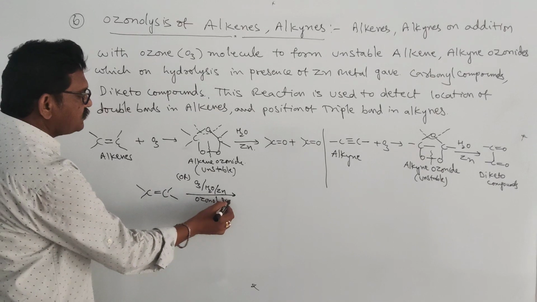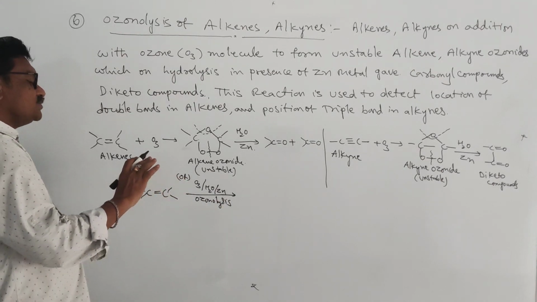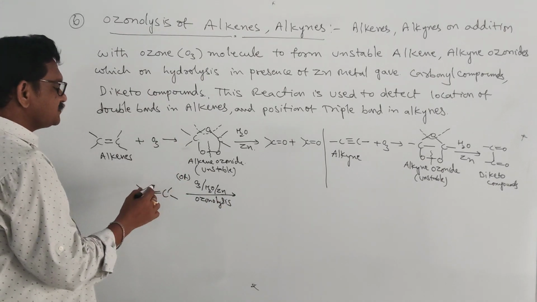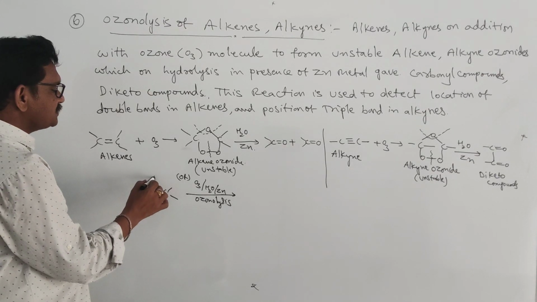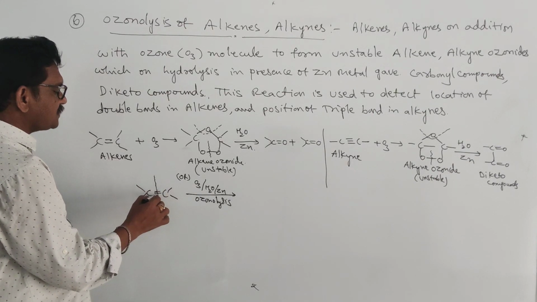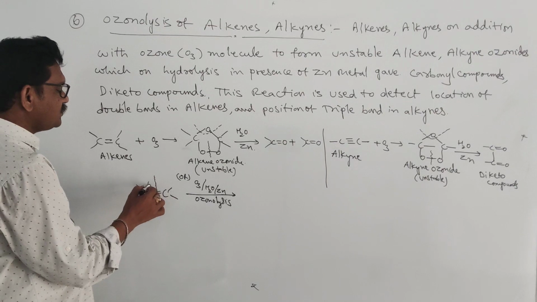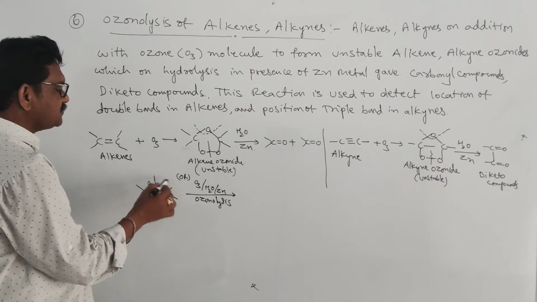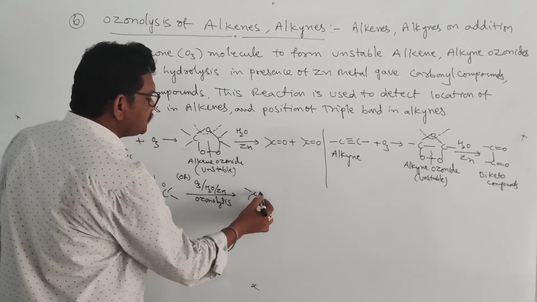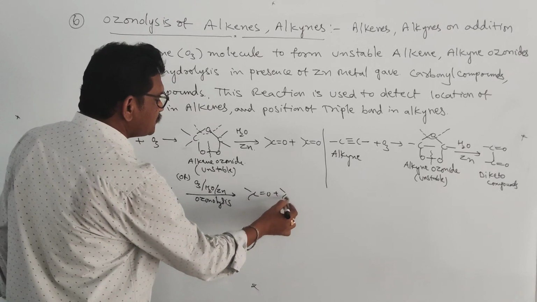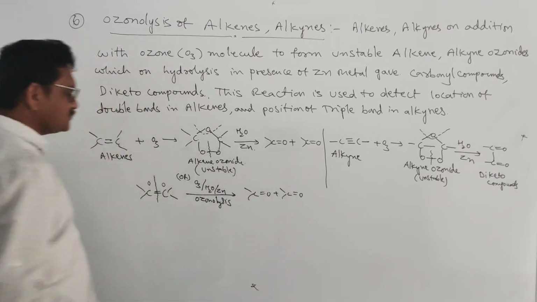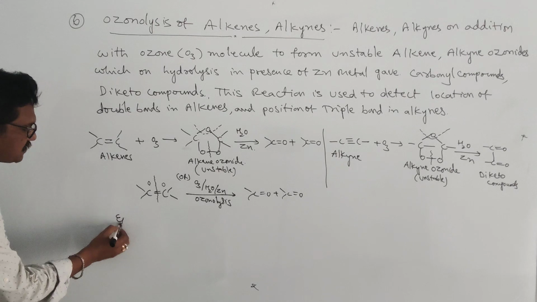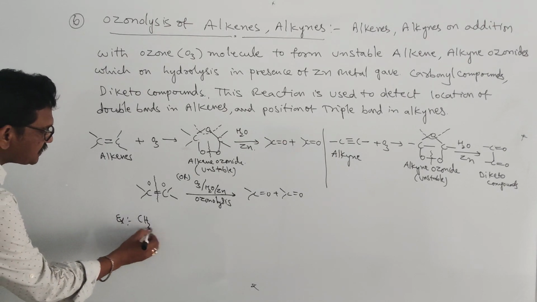During ozonolysis, you can write the products directly, in a short manner. You just cut off this double bond and put oxygen on either side. That means ultimately you are getting what? C double bond O plus C double bond O. That's all. It is a short reaction. Then I take one example for your clear understanding.